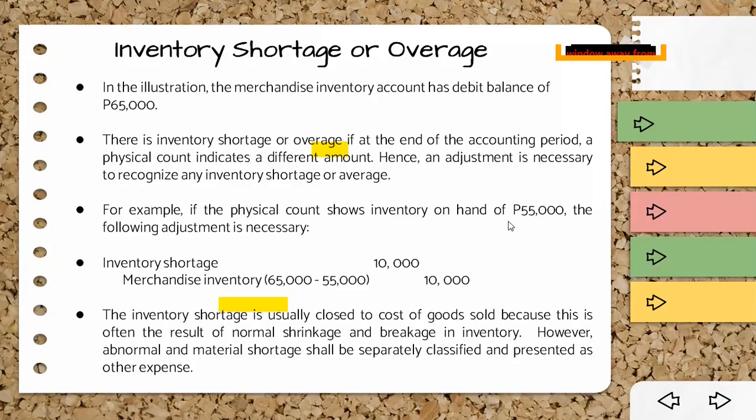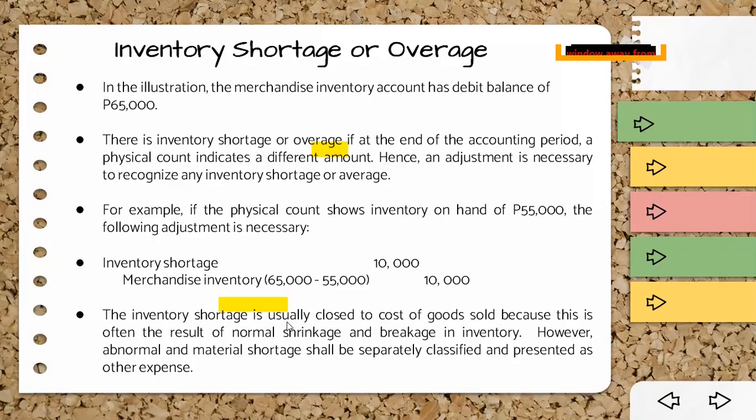So, yung ating record is 65,000 pero ang ating inventory physical count ay 55,000 lang. Ibig sabihin, kulang ng 10,000. So, yung kulang na 10,000 na yun, you have to recognize it as inventory shortage. You debit it at 10,000 and you credit merchandise inventory at 10,000. So, para yung record natin na 65,000 ay maging 55,000 kasi yun lang naman talaga ang on hand.